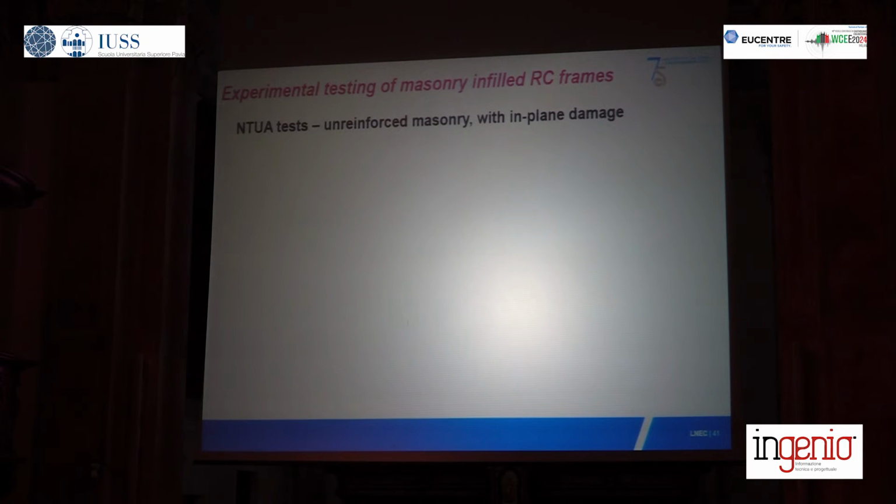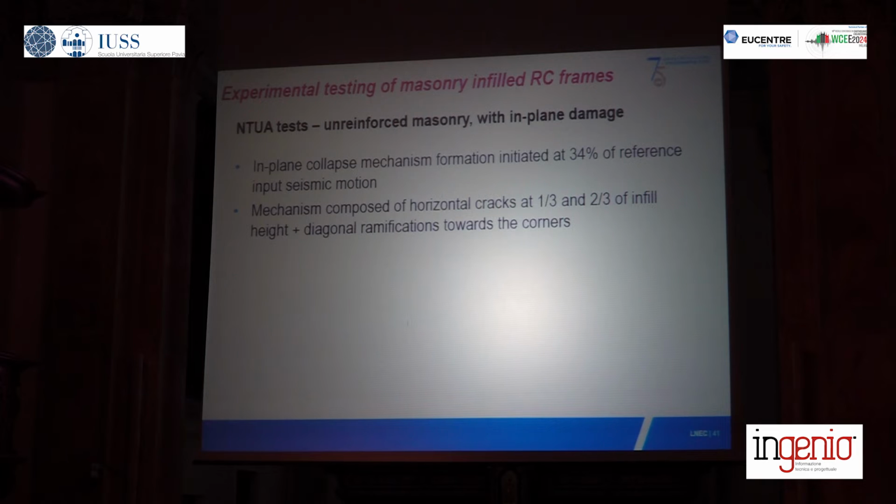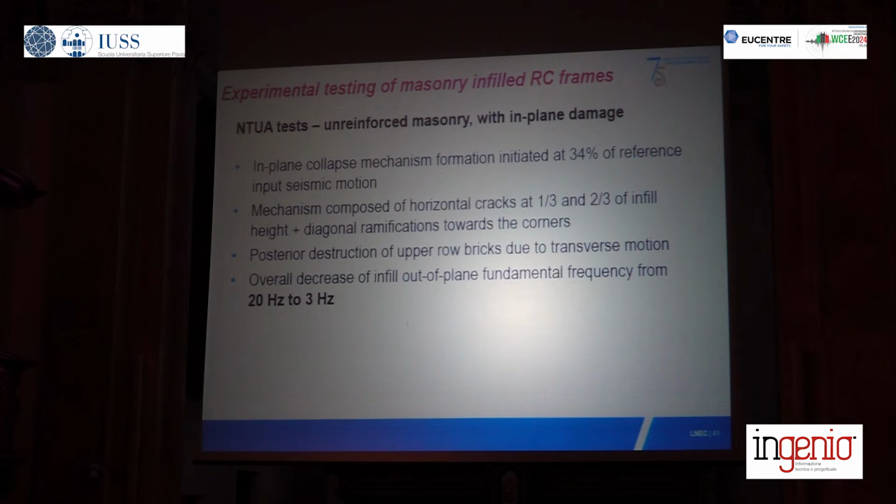But going to the first actual test, which was successful, with in-plane damage, we started to have the collapse mechanism formation at 34% of the reference input. This mechanism was composed of horizontal cracks at about 1/3 and 2/3 of the infill height, and then diagonal ramifications towards the corners, and then after some testing, posterior destruction of the upper row bricks due to transverse motion.